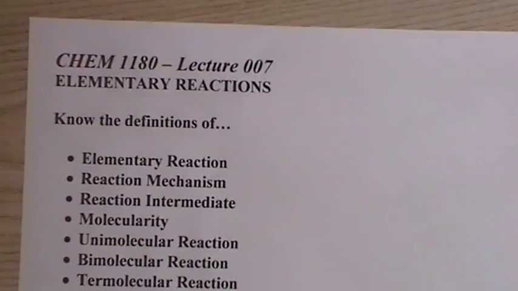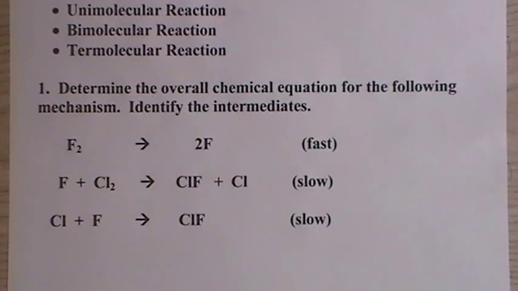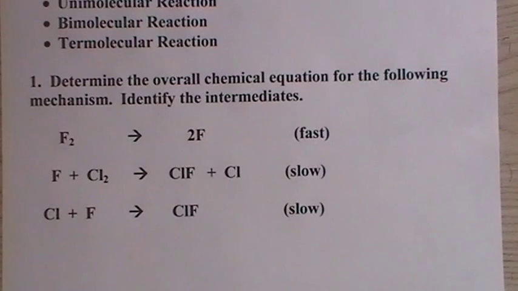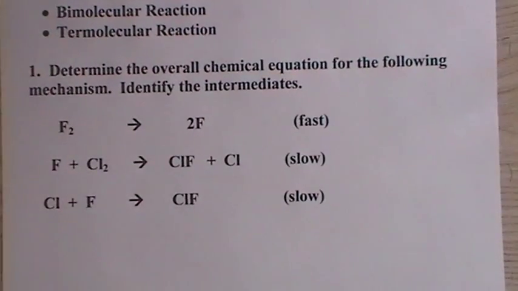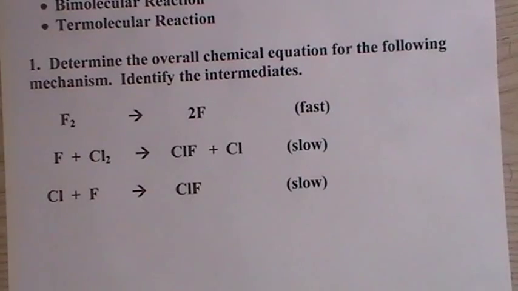Okay, lecture 7. Should know the definitions of these terms. Now, it says determine the overall chemical equation for the following mechanism. So a mechanism is a set of steps that occur, a chain of reactions that occur at the molecular level that we don't normally get to see. They happen so quickly, but it's really what's happening. And what we get to see is the overall reaction.